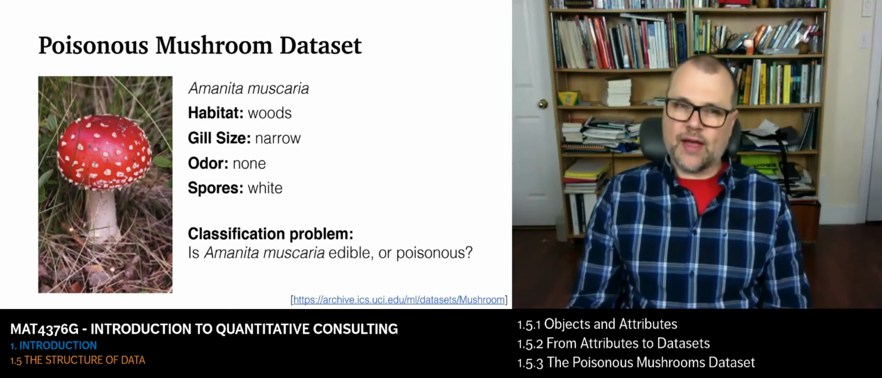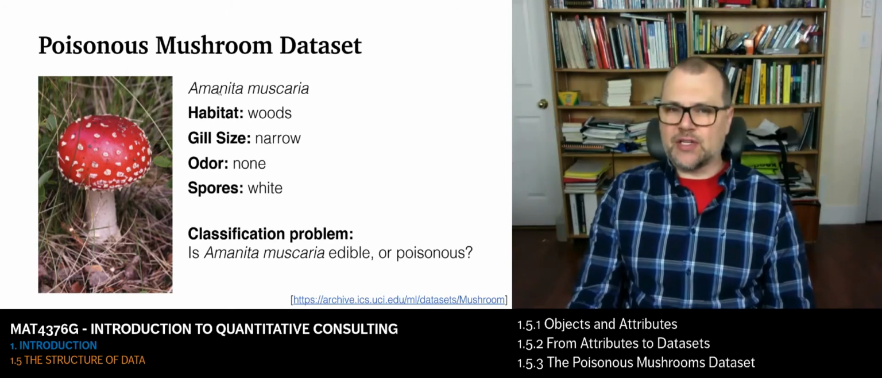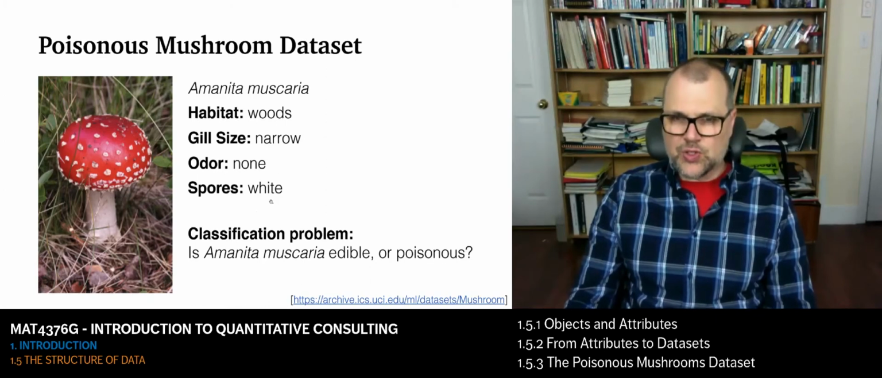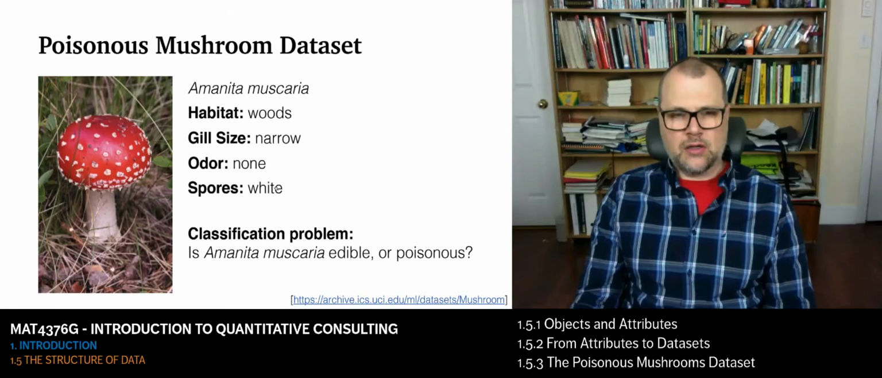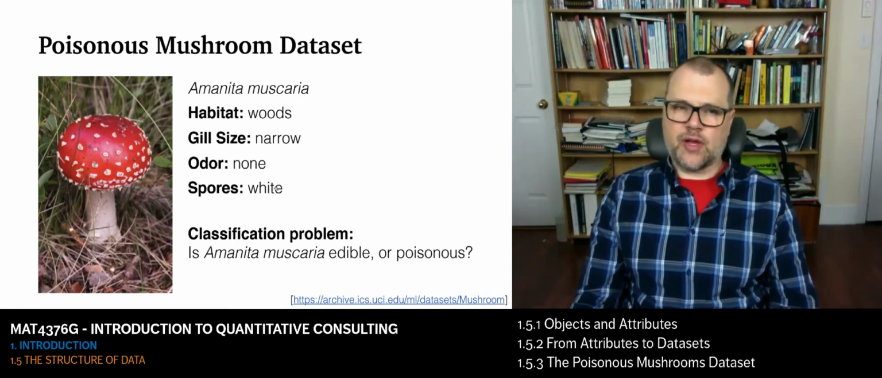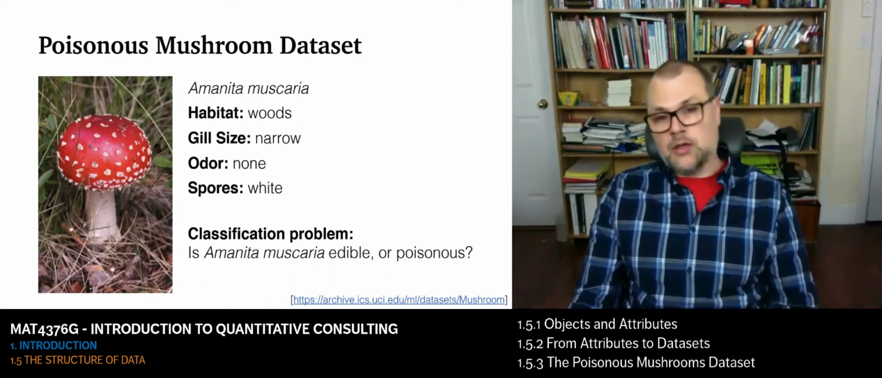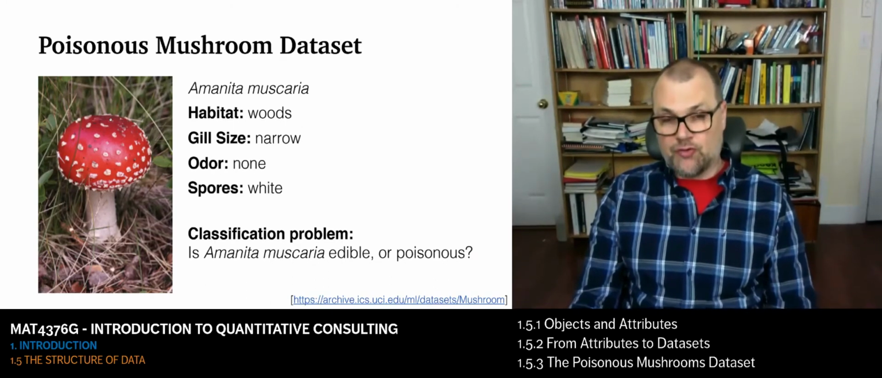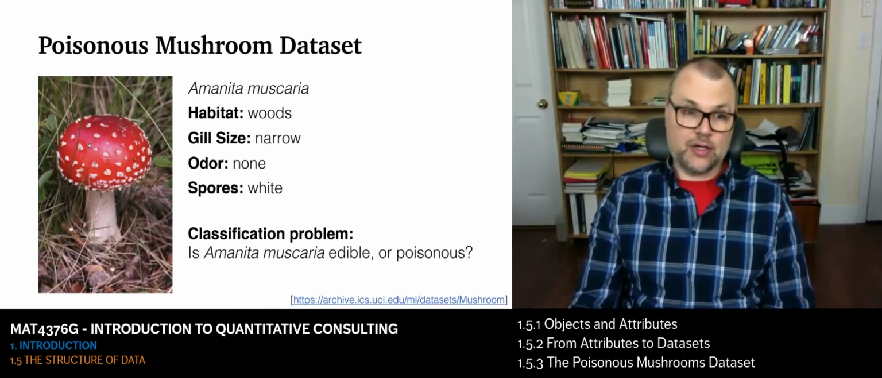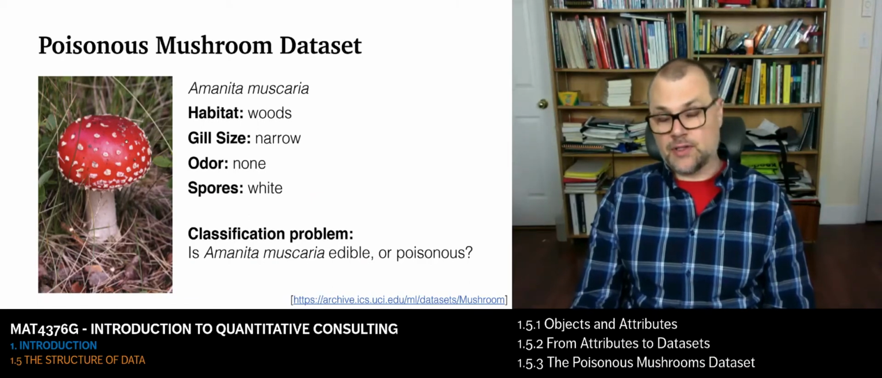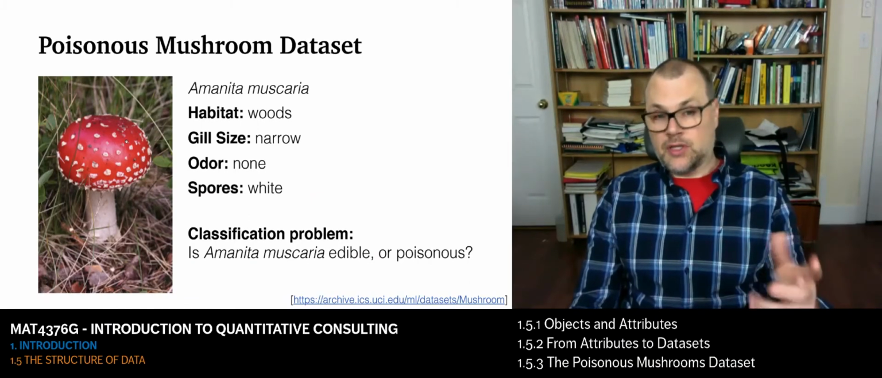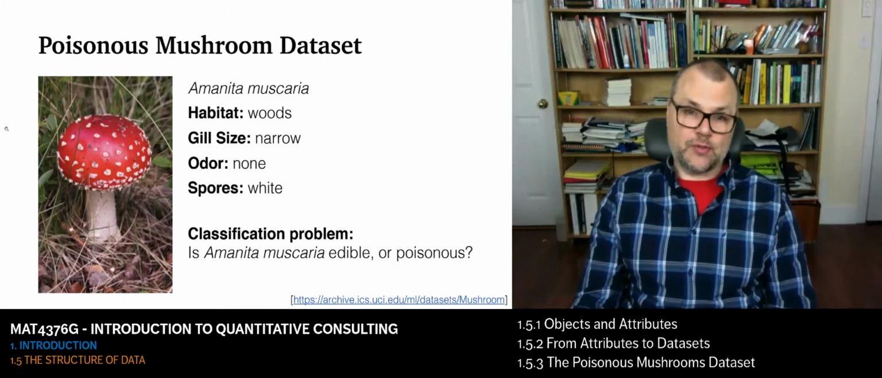But how do you know that? You do not know that because of anything that you see here. Woods, narrow, none, white. You need external information such as, well, this picture of the mushroom and some understanding of mushrooms and the color of their caps, perhaps, that gives you the indication that this is probably a poisonous mushroom.